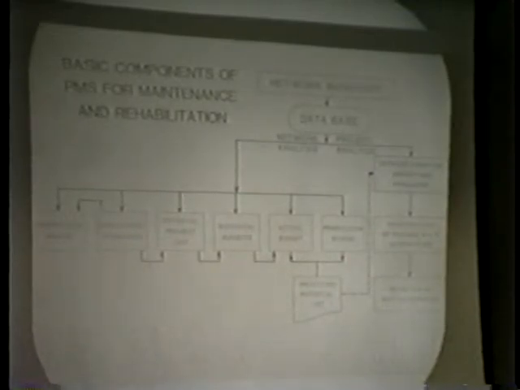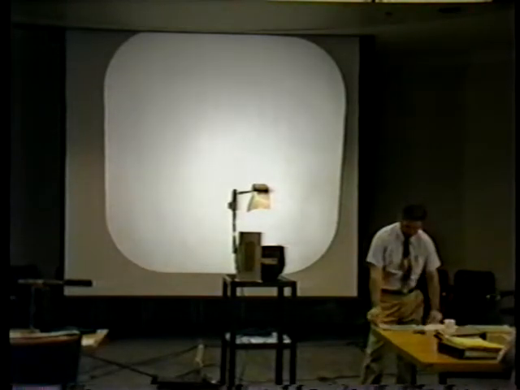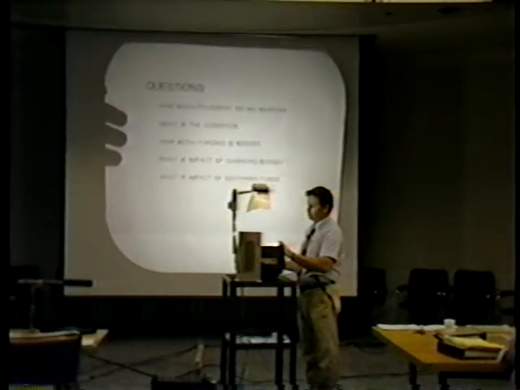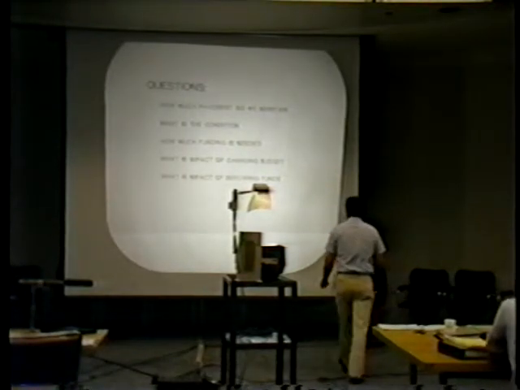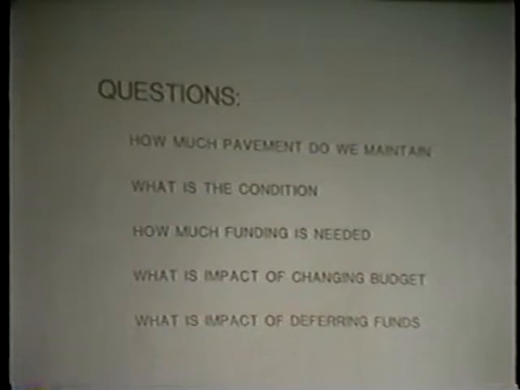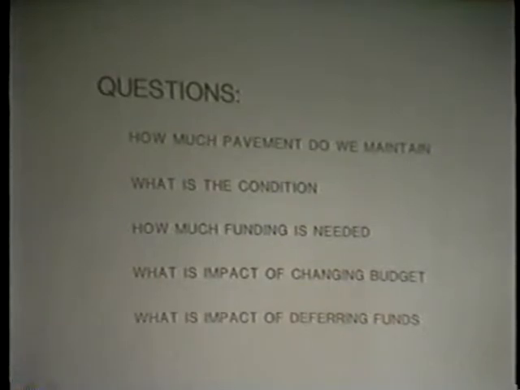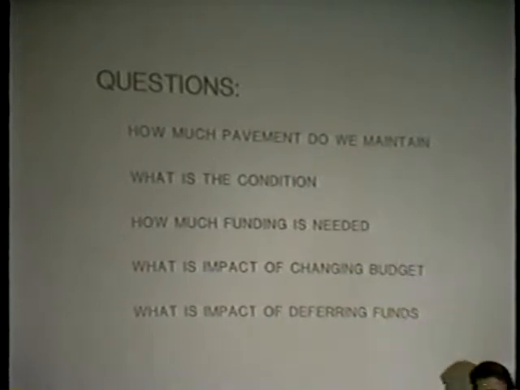Now, we can look at that in a slightly different approach and think of the types of questions that a public works director or public works personnel generally have to answer about their pavements. The most simple question of them is, how much pavement do we have in the city? And that's a part of the inventory. How much do we have? What type is it? When was it built? The next question is, what is the condition of that pavement? Is it in good shape or is it in bad shape? Is it deteriorating quickly or is it deteriorating slowly?